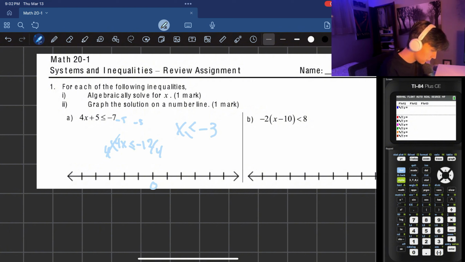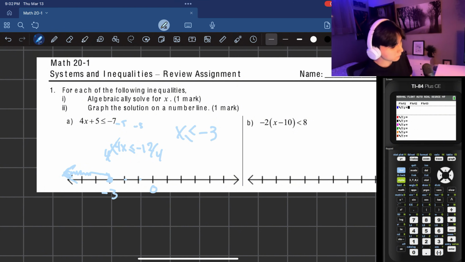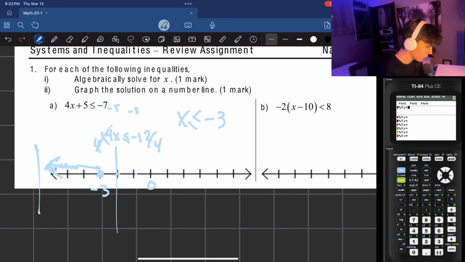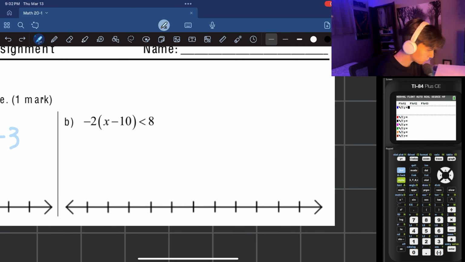So let's say this is 0, and this is 1, 2, 3, negative 3. We have a closed dot, since it's an or equal to sign. And we're just going to shade anything that is less than our negative 3. So we've expressed our inequality here. We're saying that anything that's less than or equal to negative 3 is going to be true in our inequality here.